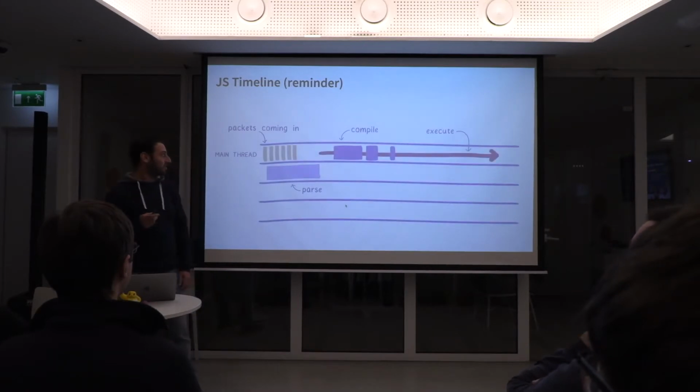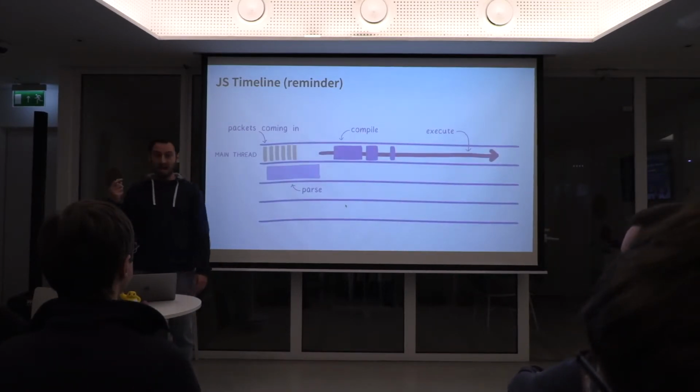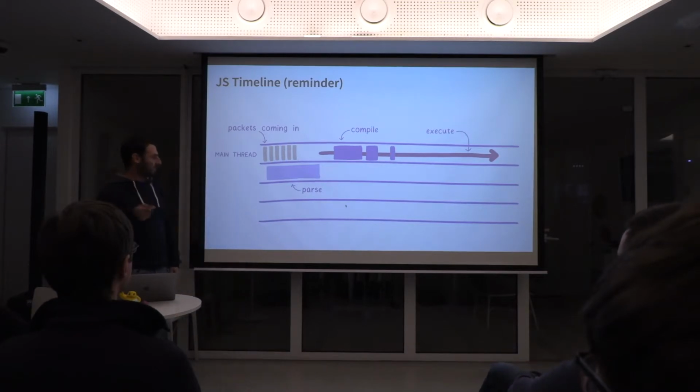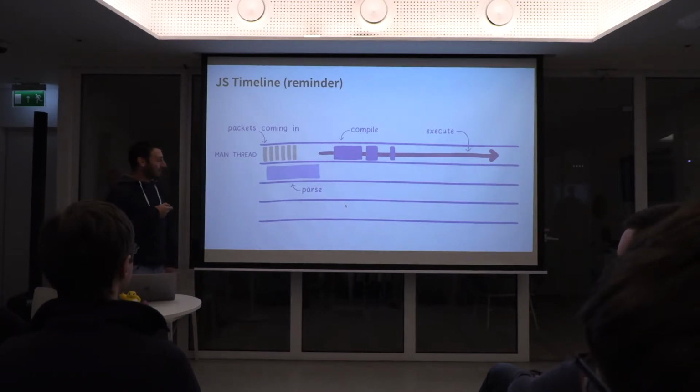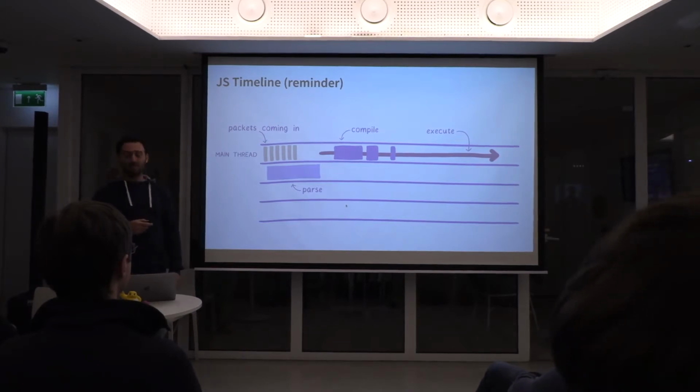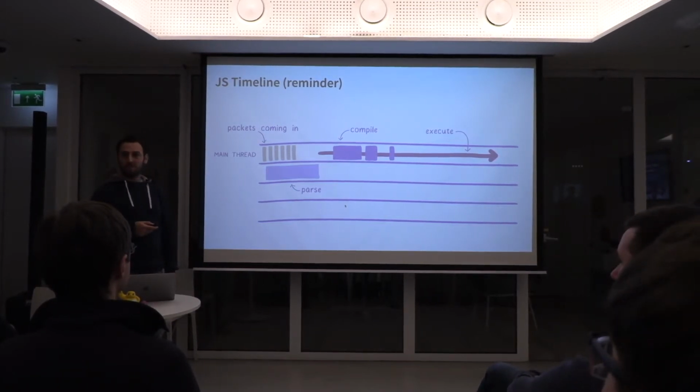Let's check out speed first. So this is a reminder of how we do it in JavaScript. We get the packets coming in. In the most optimal situation, we can parse them on a different thread, not on the main thread. But after parsing, we have a single thread to do everything Noam talked about. The compilation, the optimization, the bailing out, the recompilation, the garbage collection, and everything interrupts in the middle of the execution time. We start as fast as we can, but we pay a performance price as we go.